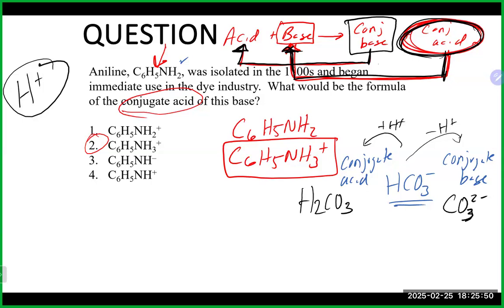Yeah. So sometimes in these type of problems, we're asked to either write the formula of the conjugate acid or conjugate base. You want to think about it backwards, if you will, where it came from, and then all you have to determine is, was it an acid or a base, and follow the definition.